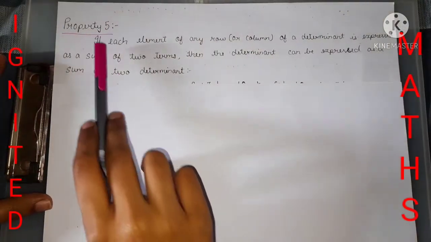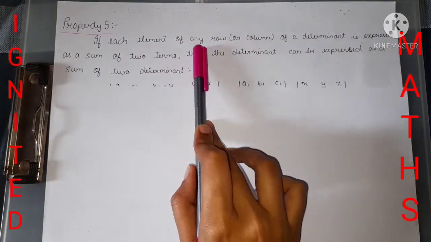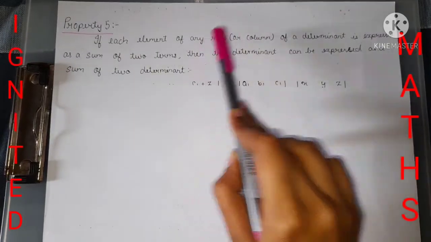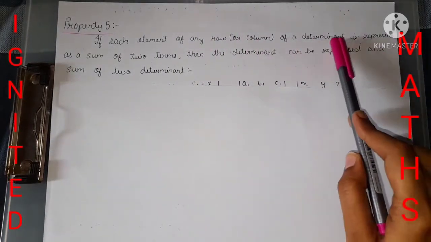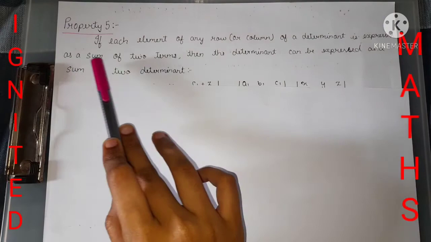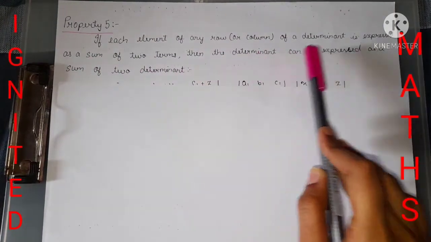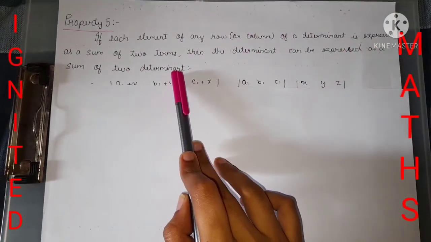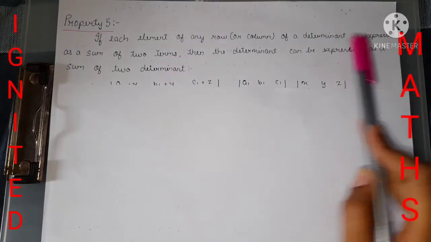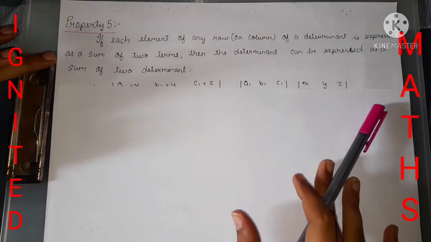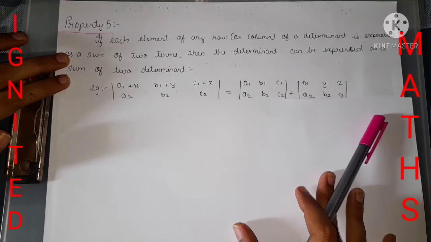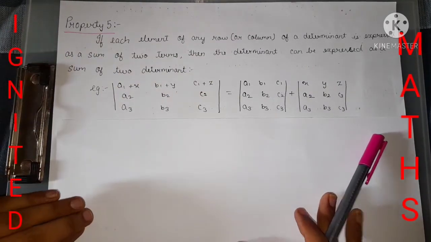Now property 5 says that if each element of any one row or one column of a determinant is expressed as a sum of two terms, then the determinant can be expressed as the sum of two determinants. This is what property 5 says. I've given a short example of it.